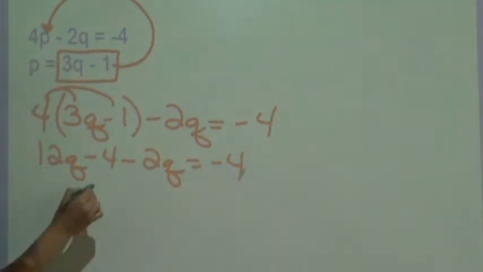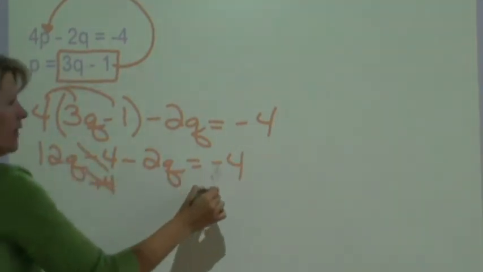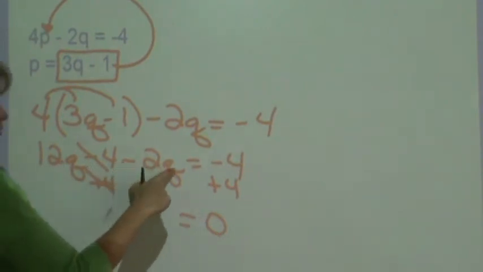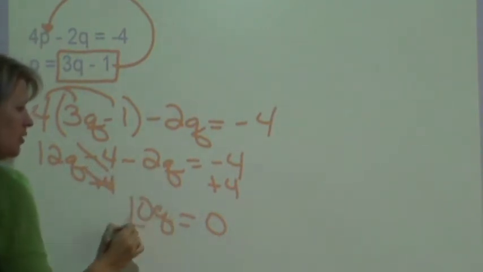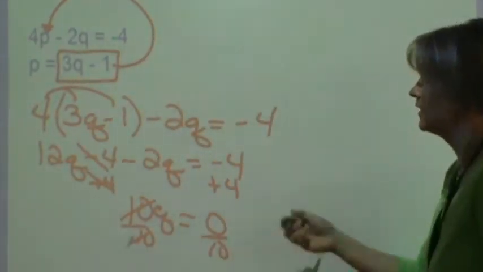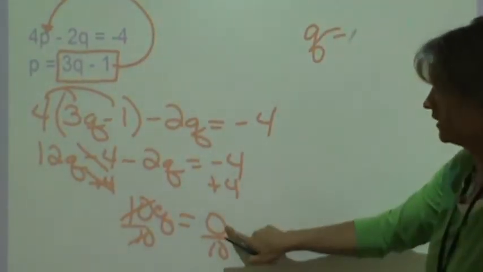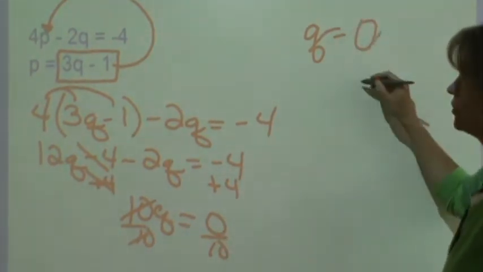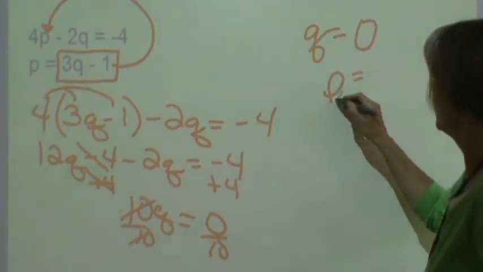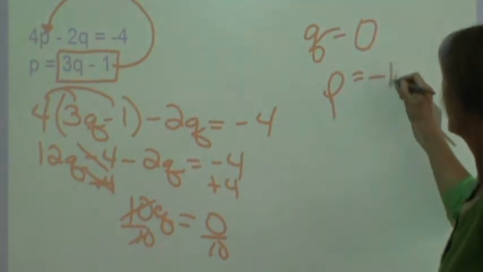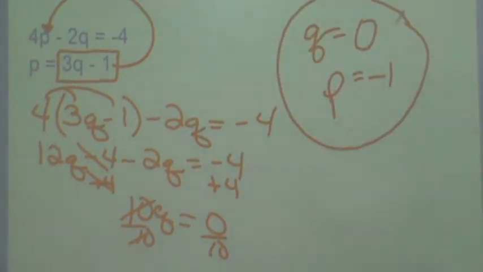Oh, this one's interesting. All right, if I add 4, I'm going to get 0 over here, right? And then 12q minus 2q is 10q, but 0 divided by anything is going to be 0. I can't take, I have nothing. I can't divide it into 10 parts. I still have nothing, okay? So q is 0, and then p, 3 times 0 is 0, 0 minus 1 is negative 1. That would be our two answers, okay?